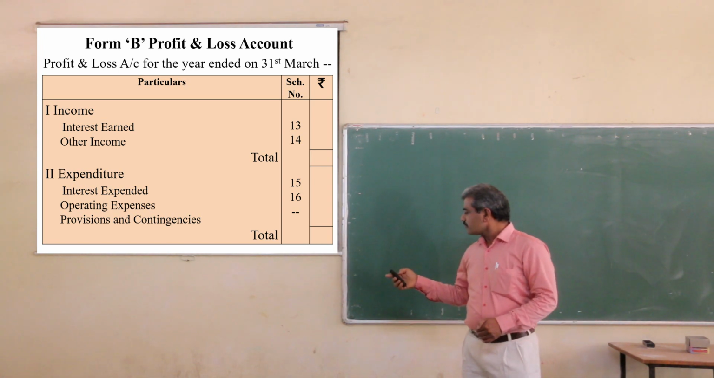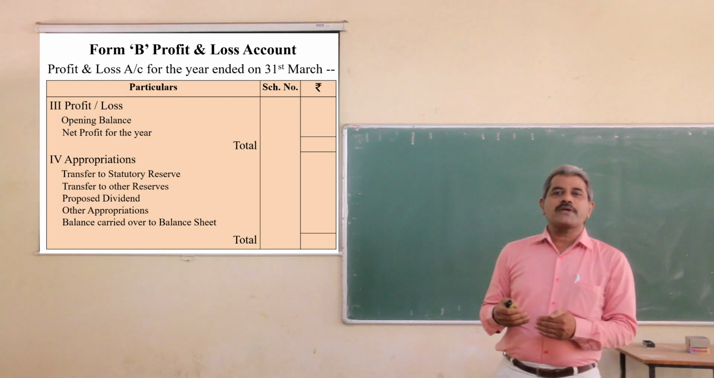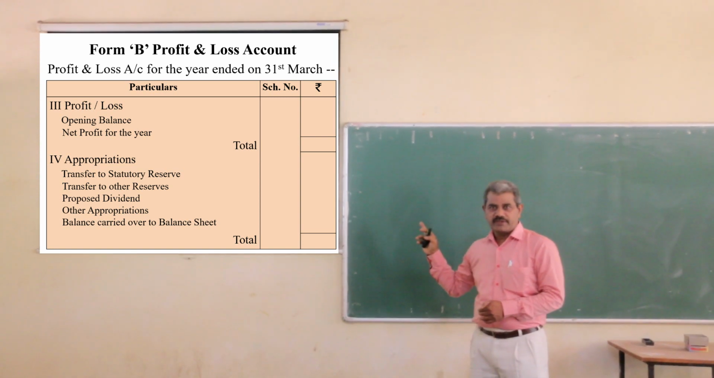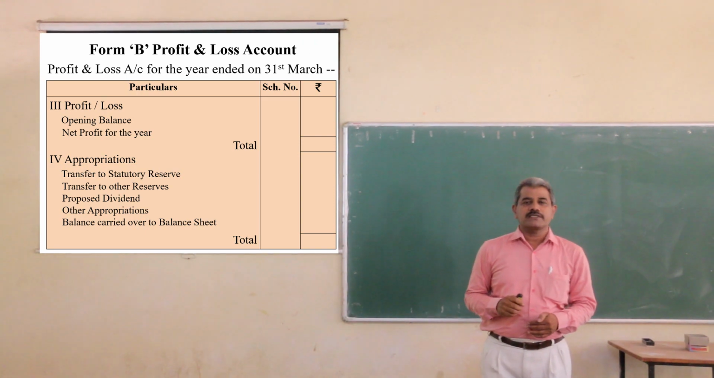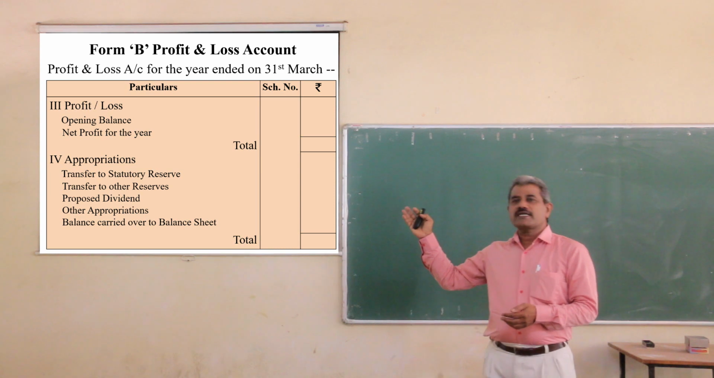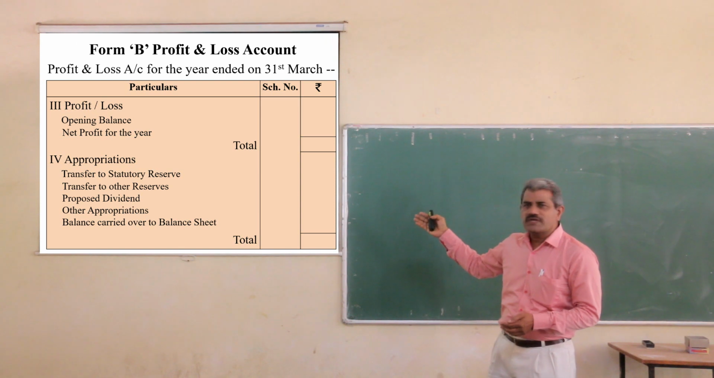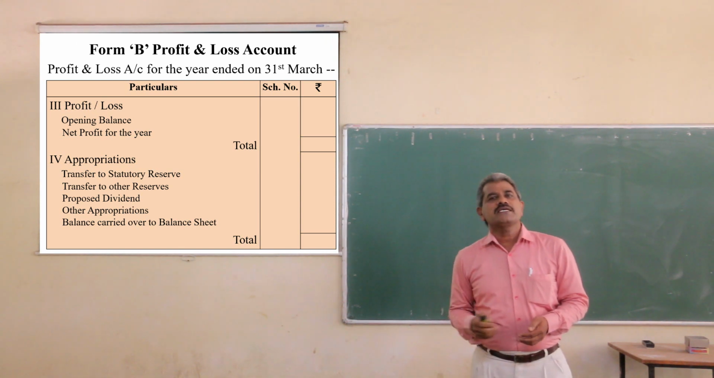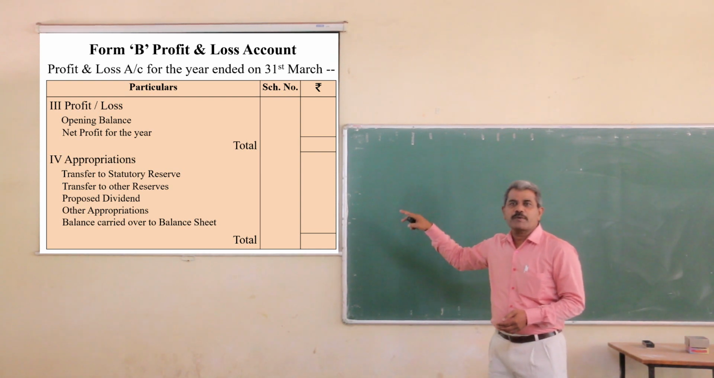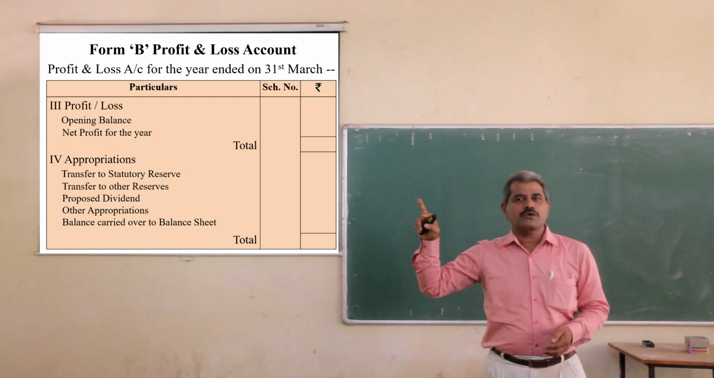The next heading is profit or loss. The opening balance of the profit and loss account as well as the net profit for the year will be shown under this heading. The last heading is appropriations, the division of the profit. Transfer to statutory reserve, transfer to any other reserve, proposed dividend, and any other appropriations are shown under this heading. The balance of the profit and loss account is carried over to the balance sheet.